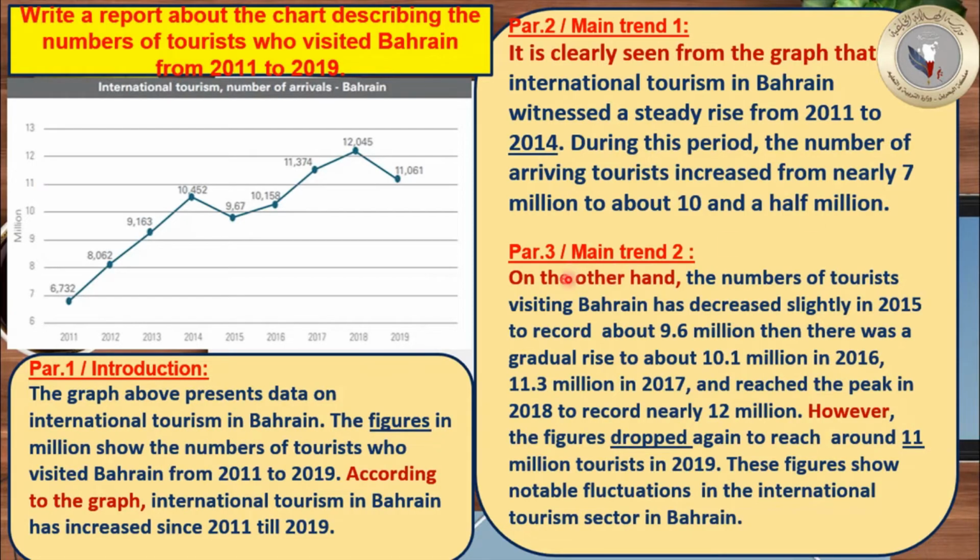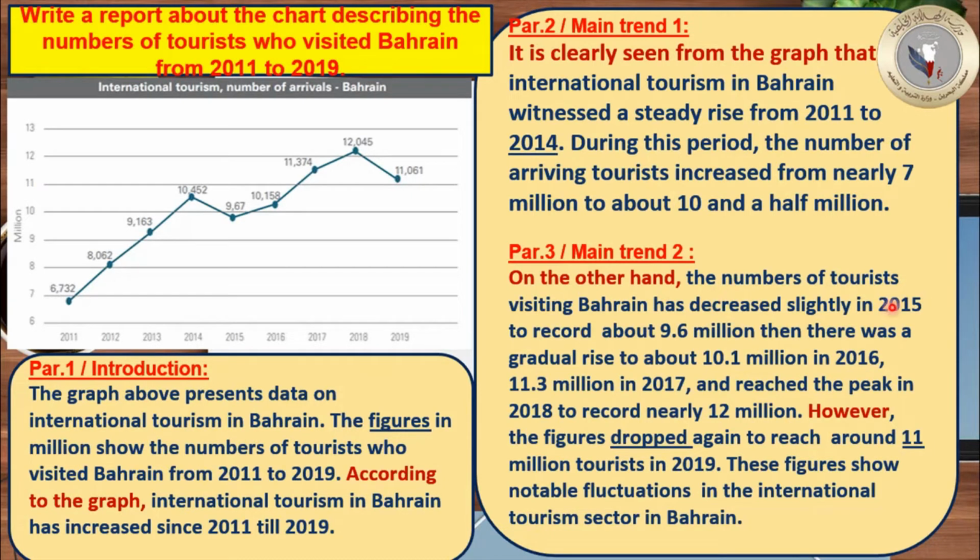Now we come to the third and final paragraph, main trend 2. On the other hand, look, I use on the other hand here because this increase is followed by a decrease. This increase, look with me carefully please, is followed by a decrease. So when I use contrasting information, I use on the other hand or however. That's why they are in different color.